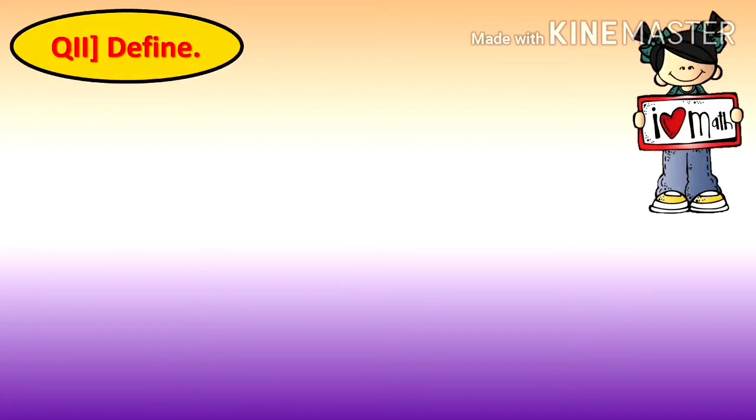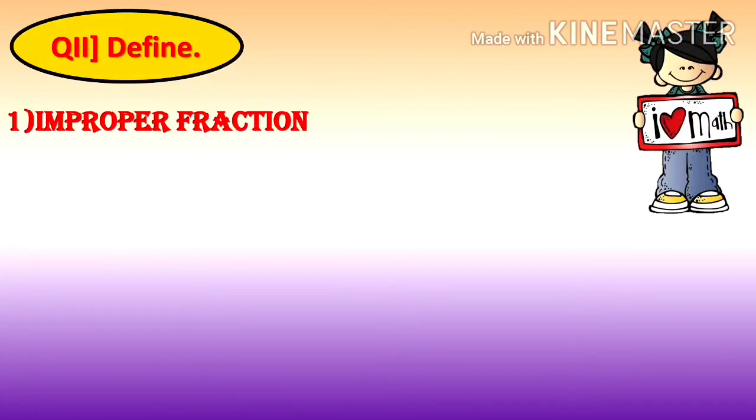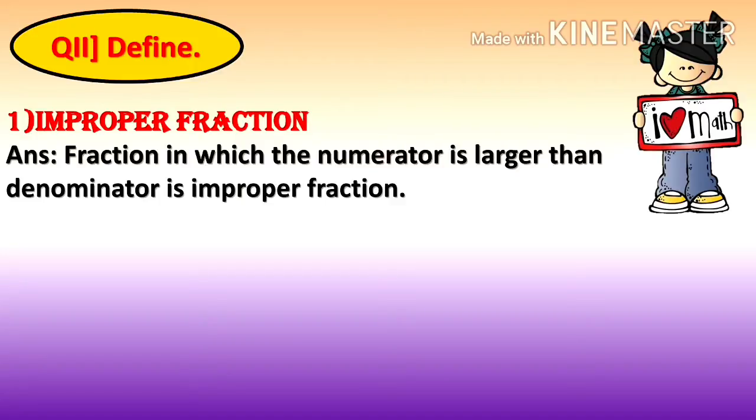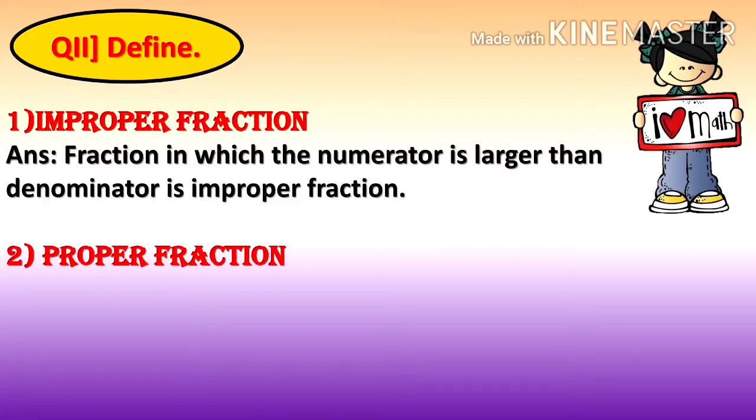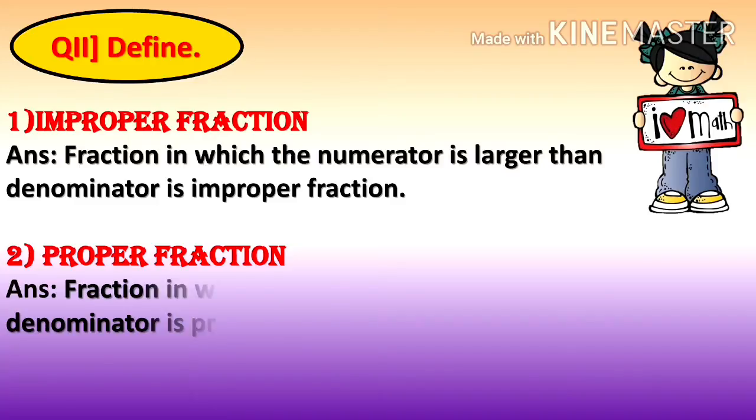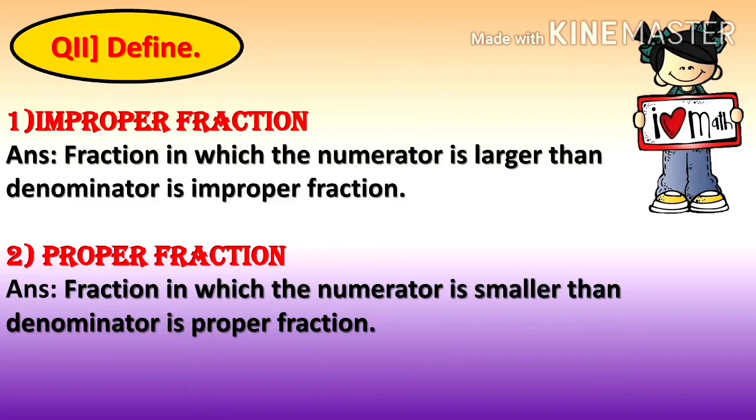Now let's see question number 2. Define. In your worksheet, the first one asked is improper fraction. So the definition for improper fraction is: a fraction in which the numerator is larger than the denominator is called an improper fraction. Second, proper fraction. A fraction in which the numerator is smaller than the denominator is called a proper fraction. I hope you have understood.